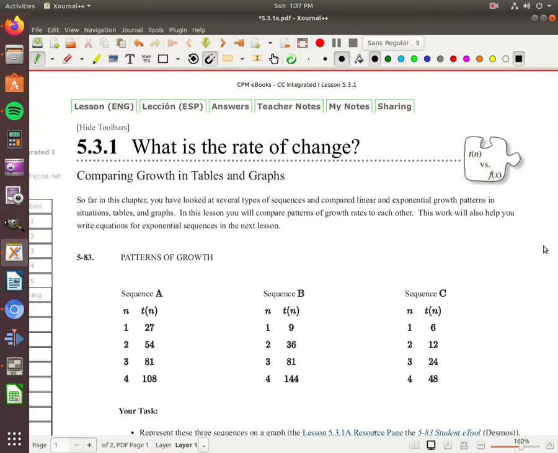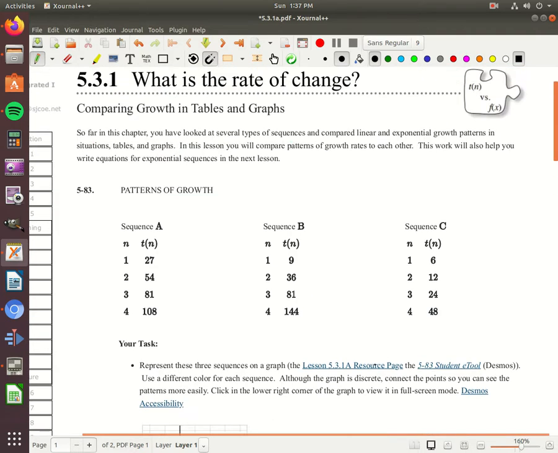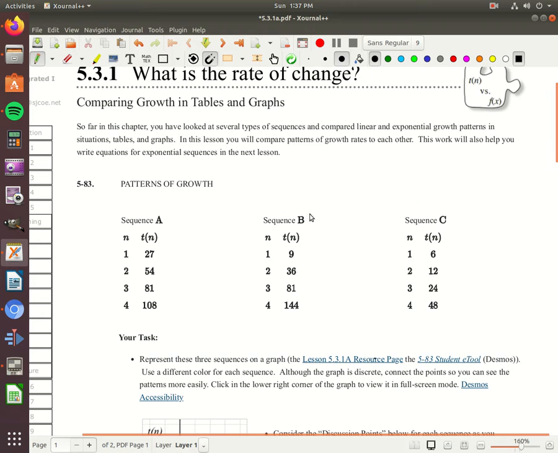Jumps around a lot, but it does make an interesting point. So what is the rate of change? Comparing growths in tables and graphs. So far in this chapter, you've looked at several types of sequences and compared linear and exponential graph patterns in situations, tables, and graphs. In this lesson, you will compare patterns of growth rates to each other. This work will also help you write equations for exponential sequences in the next lesson.